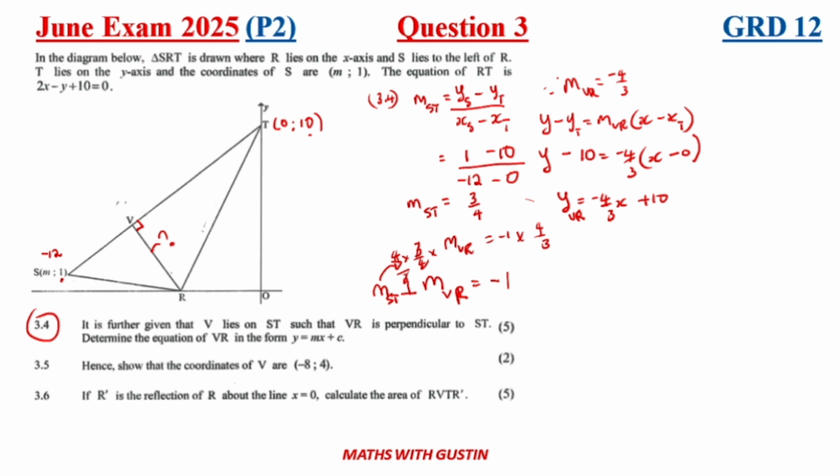All right, so now let's move on to 5.3. It says, hence show that the coordinates of V are (-8, 4). So we just need to show that, as they've already given us the coordinates. Remember, guys, the marks really mean a lot. In this case, it is just going to be only 2 marks. So this is how you would deal with this one.